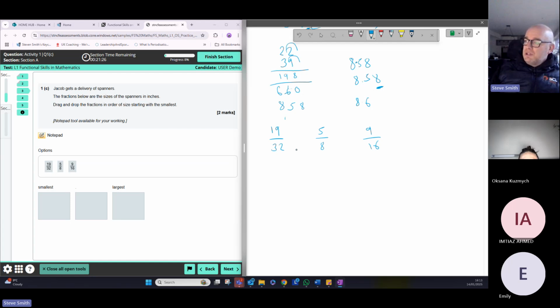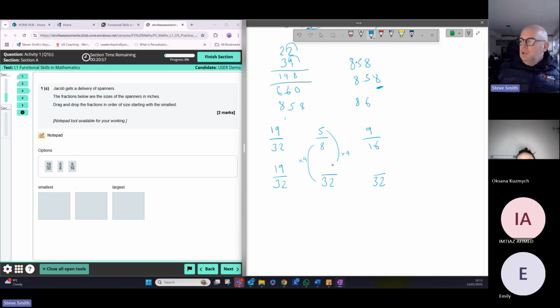16 times 2 is 32, and 8 times 4 is 32. So 32 is what we would say is the common denominator. So we can keep that one as a 32 and 19 because we haven't changed that one. We can also now make that one a 32 and that one a 32. And then how we got this number to 32, we timesed that by 4. So we need to do that one also times 4.